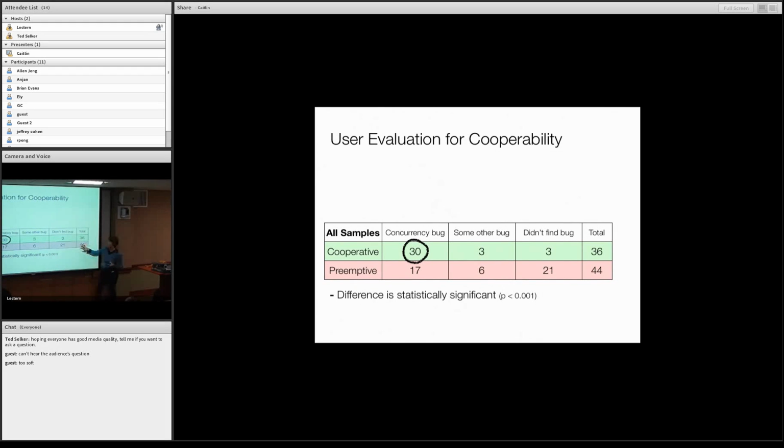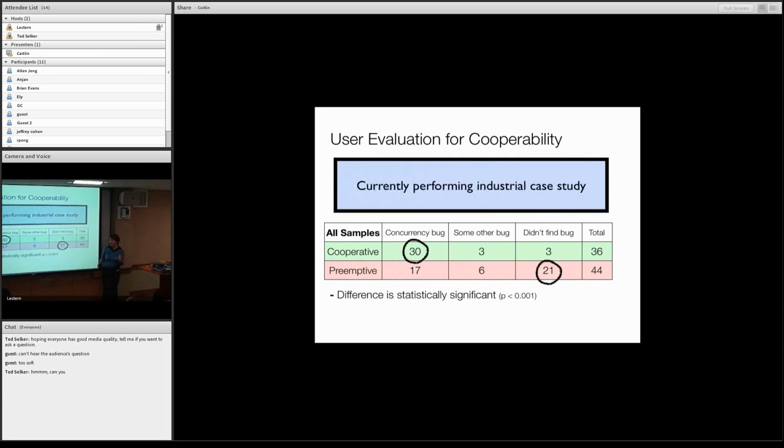So 30 out of 36, this is across all the samples. 30 out of 36 people with yield annotations could correctly identify the concurrency bug versus 21 out of 44 without. So this difference was promising. Of course, as I mentioned, we want to do more.